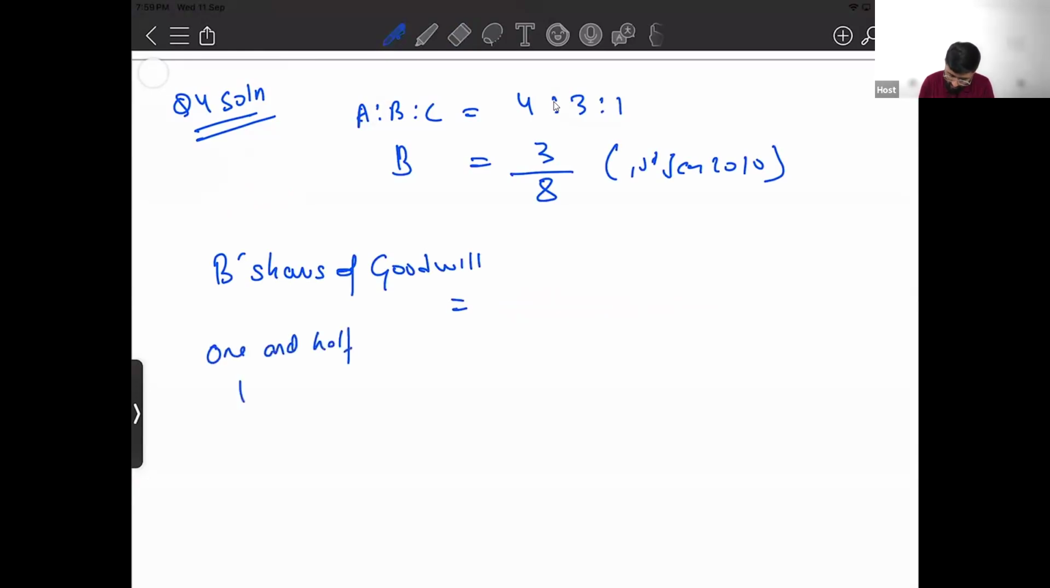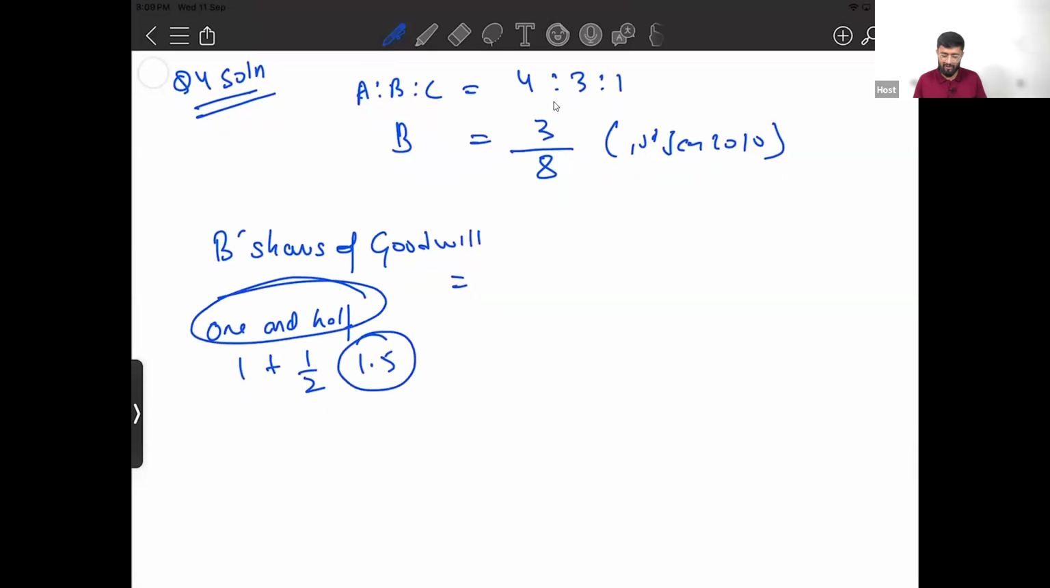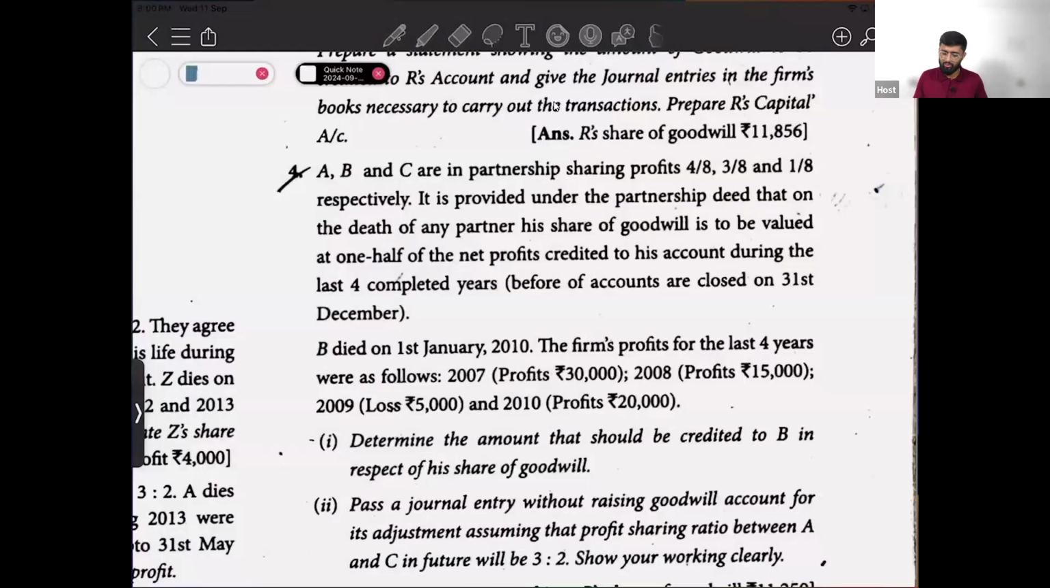So it will be 1.5, and 1/2 at each one. Simply 0.5. So you can write 0.5 or you can write 1/2. It's the same. Accountancy is all about reading the question.